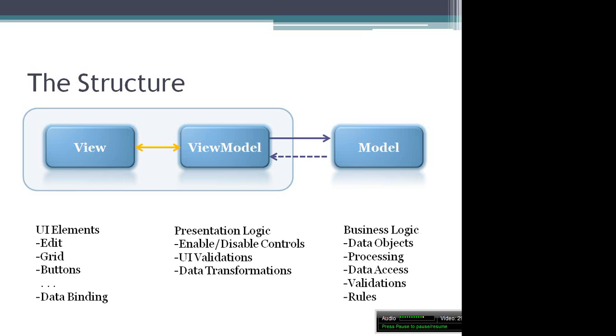Some validations also, and data transformation. I already talked about the data transformation, like we have first name and last name, want to combine them and show them differently, right? That sort of thing. And when we talk about the model, things like data objects, some data processing related stuff, some data access, validation, etc. The core business part will go to the model. So there are clearly three separated entities, and the communication is what was explained here.